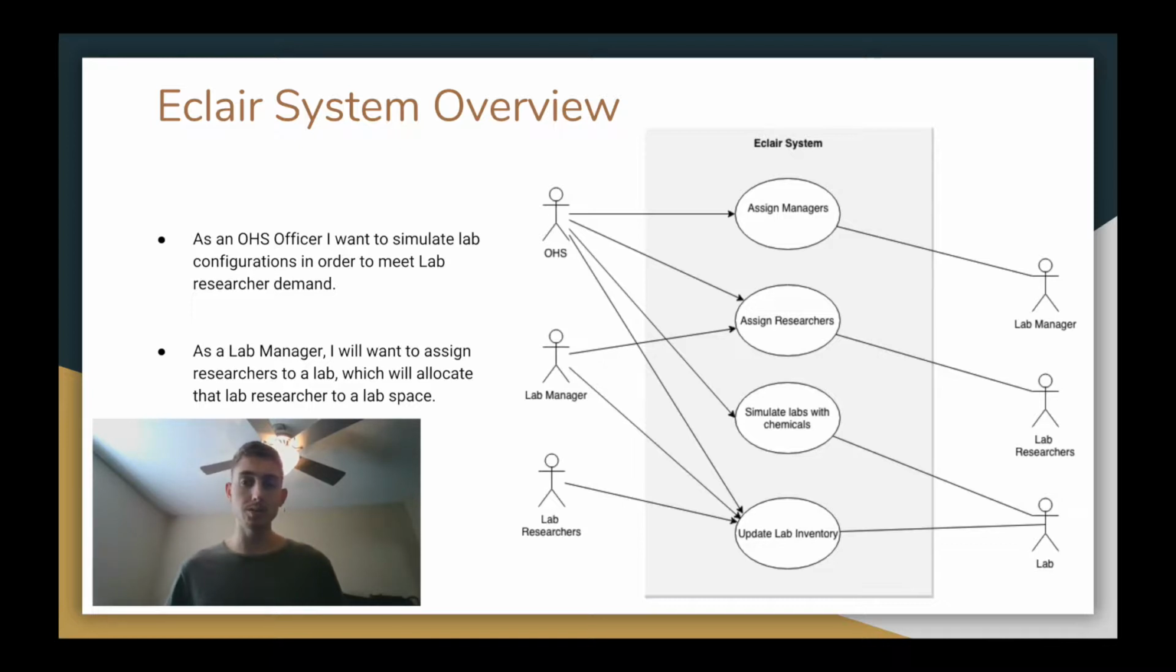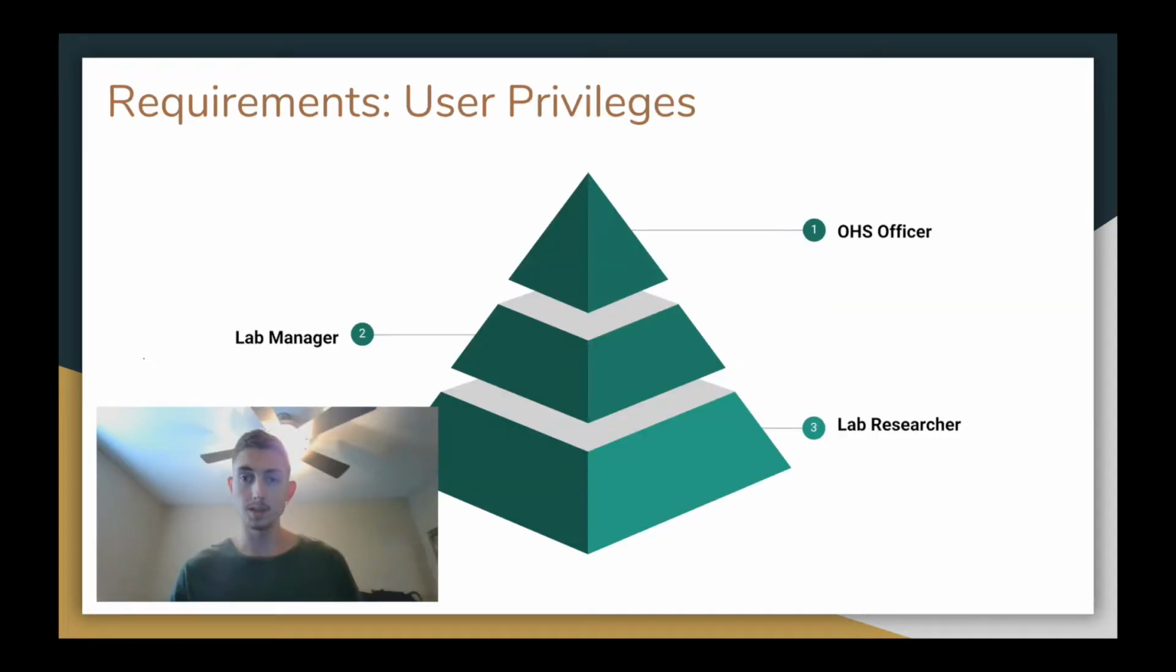Here we have 4 responsibilities and requirements of the system. That is, assign managers, assign researchers, simulate labs with chemicals, and update lab inventory. On the left-hand side of the diagram, you can see we have an OHS officer. They are a top-level privileged user that has access to all 4 actions within the diagram. Our lab manager can only assign researchers and update lab inventories, and a lab researcher can only update their own lab inventory. Like I previously mentioned, we need 3 levels of privilege within the app.